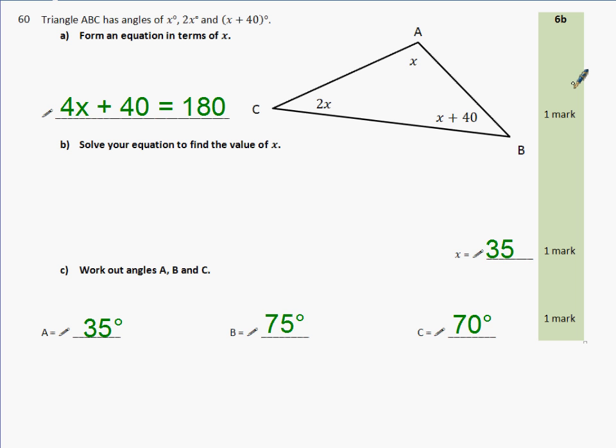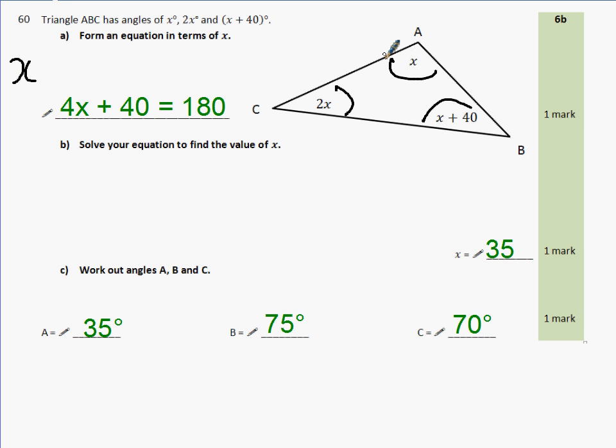Okay. Here we have a triangle. It says that the angles are x, 2x, and x plus 40. And it says write an equation in terms of x. I know that the angles inside a triangle add up to 180. So I'm going to write an equation where I'm adding the 3 angles together and making it equal to 180.